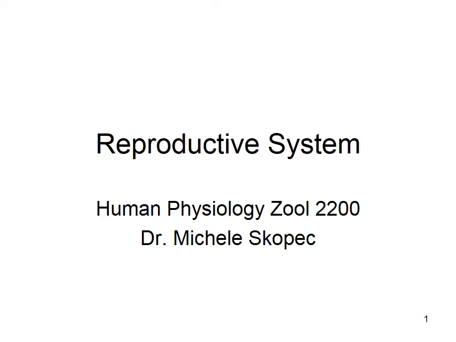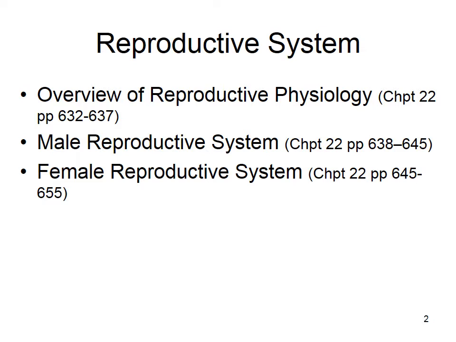Right, so the last body system we're going to cover is the reproductive system. We're going to just do a brief overview of reproductive physiology, and then we're going to talk about the male reproductive system and the female reproductive system.